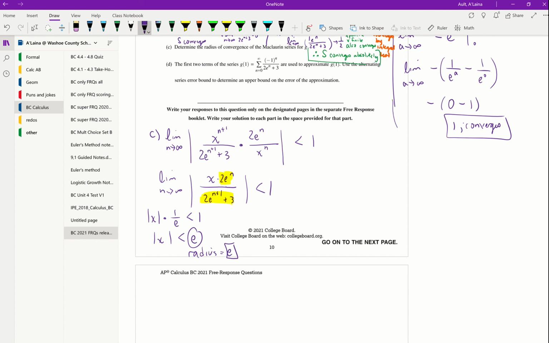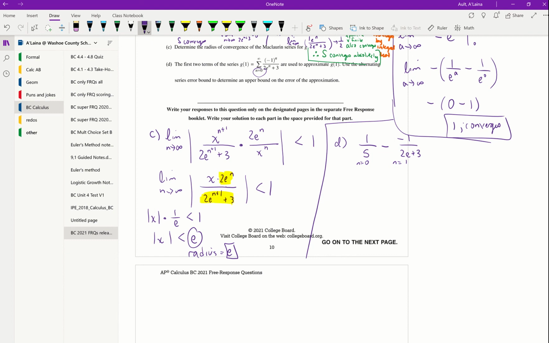All right, part D. The first two terms of this series are used to approximate g of 1. Use the alternating series bound to determine an upper bound on the error. Okay, so this says to start at 0, so I'm going to plug in a 0 to get the first term. If I plug in a 0 on the top, I get 1. I plug in a 0 on the bottom, I get 2 plus 3, which is 5. For the next term, I'm expecting this to alternate, should be a negative, but I'll plug in a 1. So this is if n equals 0. Now I'll plug in if n equals 1. And I get negative 1 over 2e plus 3. This would be what we would be approximating it with.